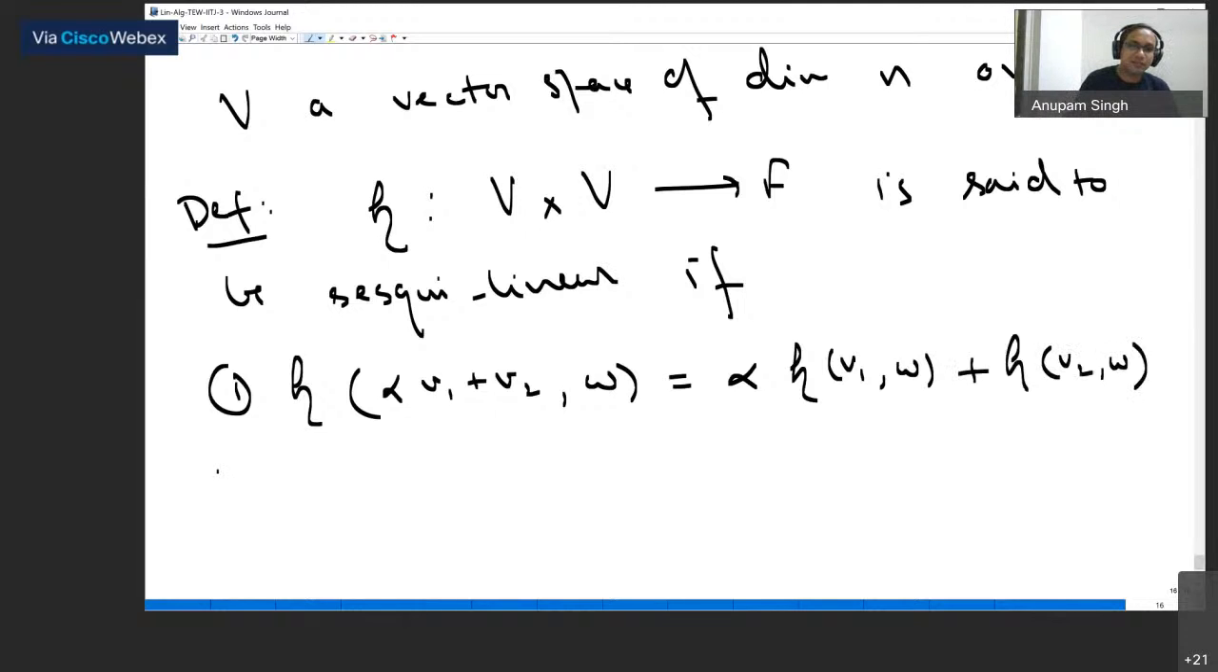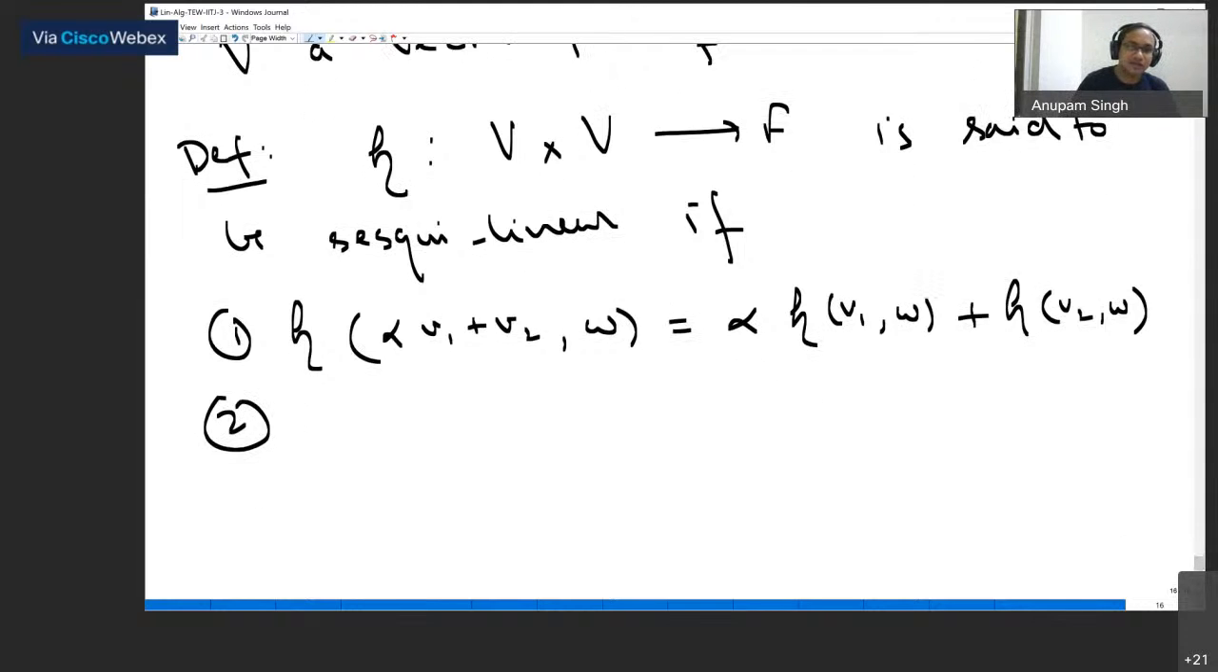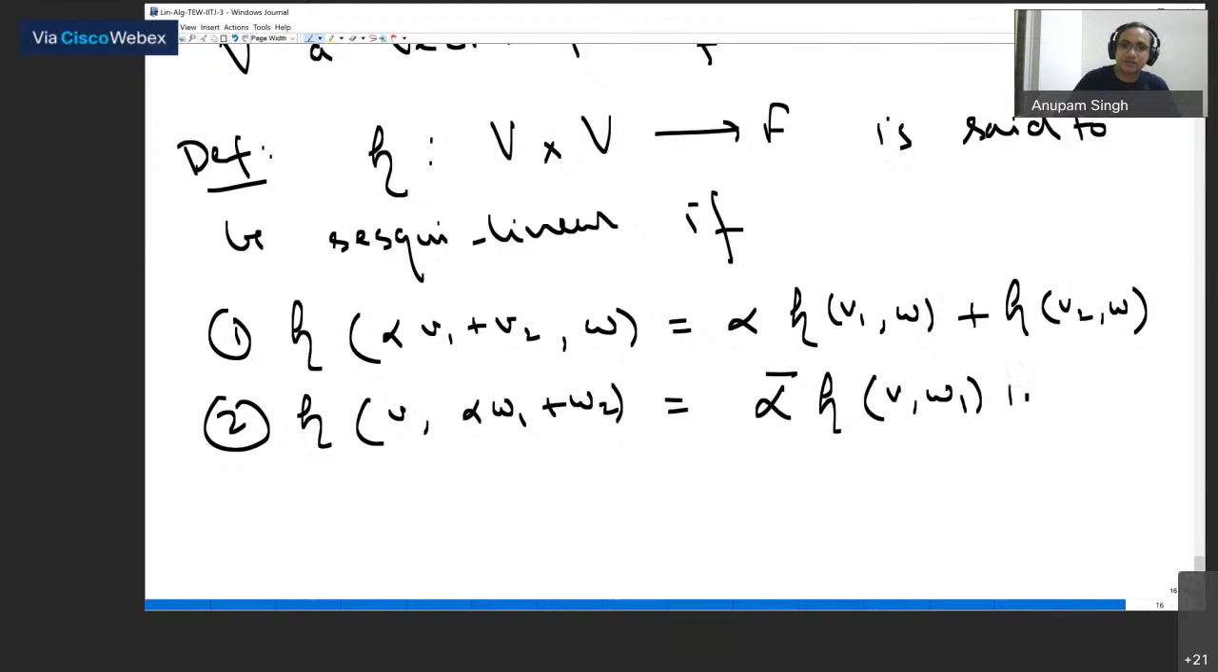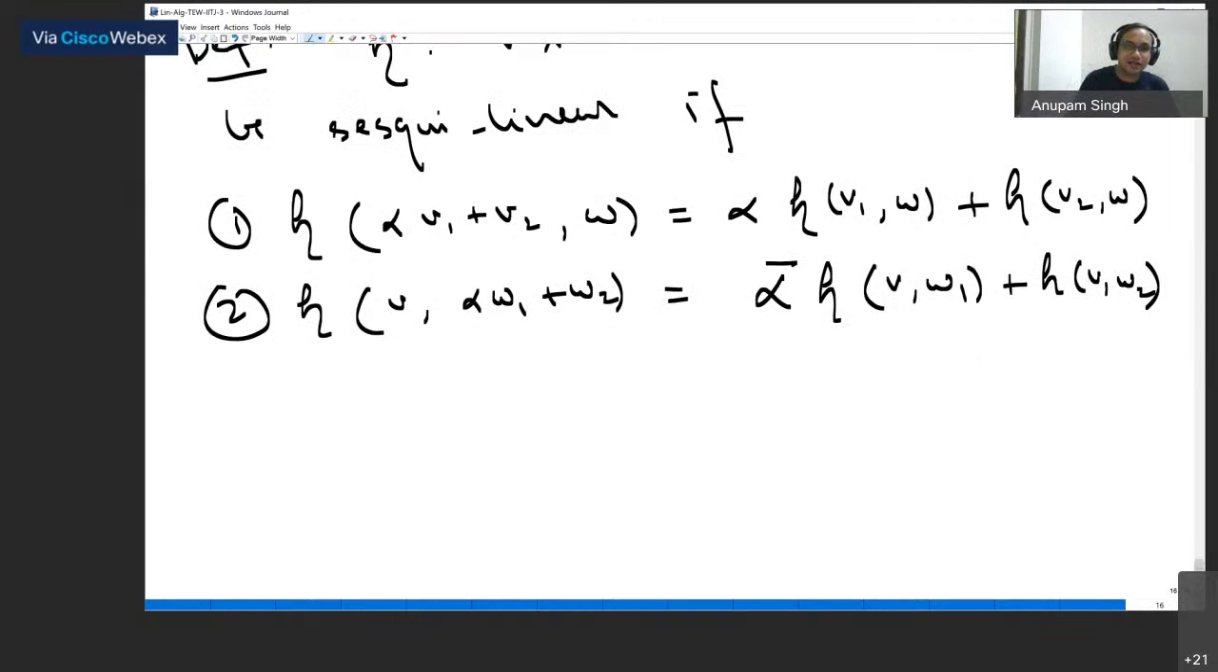And it is bar linear, or what is called conjugate linear, in the second coordinate. So what happens in the second coordinate is that the bar comes out. If I take alpha W1 plus W2 in the second coordinate, then when alpha comes out, it comes out with a bar. The bar is the value of alpha after applying sigma. So then it is alpha bar H of V comma W1 plus H of V comma W2. This is the definition of a sesquilinear form.